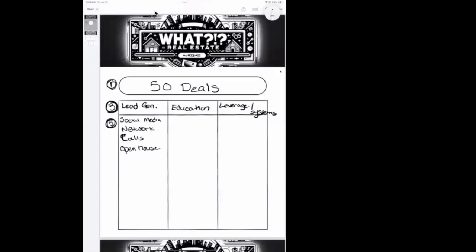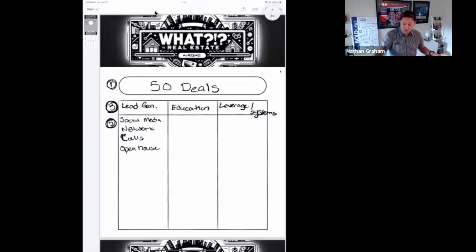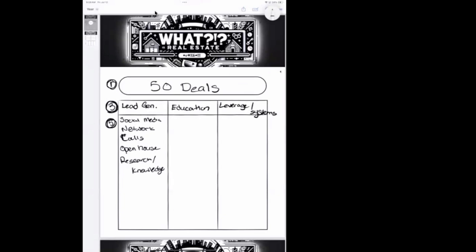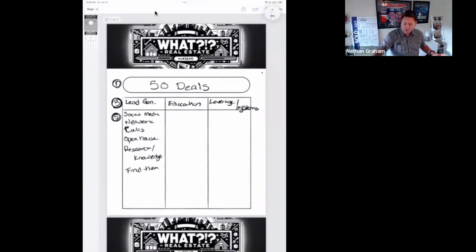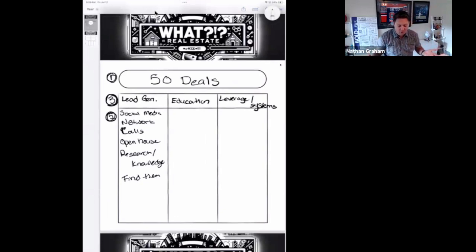Do your research, knowledge. So under the lead gen, we're also going to put research and knowledge. What else do you actually need to do, even more basic than that? You need to find an open house to host. Find them. If you don't find them, then you're not going to have anything to host.